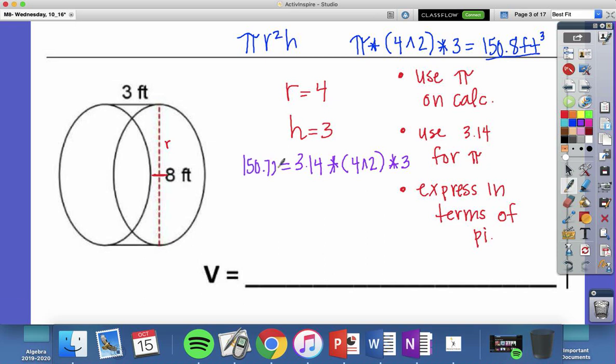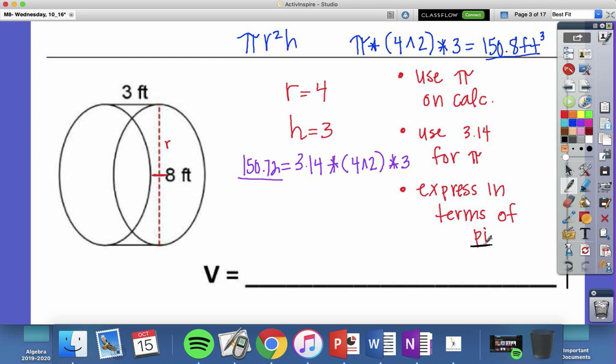150.72, if I actually compare, they're almost the same answer. This just rounded up to 0.8, and if I were to round this to the nearest tenth, it would say 150.7. So the last option, if they were to tell you to express your answer in terms of pi, this is actually the most exact way that we can express our answer. So if they tell you to express the exact volume, they're saying express in terms of pi.